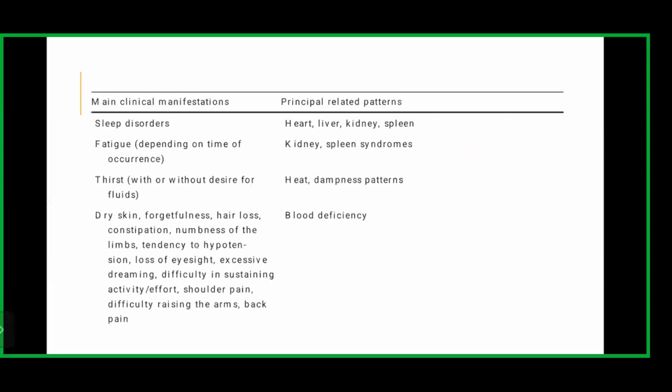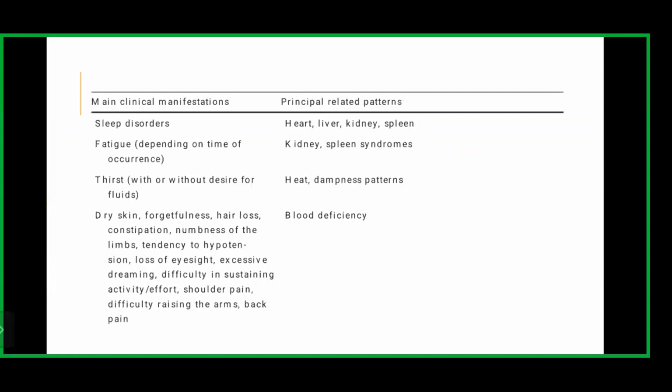If there are sleep disorders, that's a pattern of the heart, liver, kidney, and spleen. If there's fatigue, depending on time of occurrence, it could be kidney and spleen syndromes. For thirst, with or without desire for fluids, that's heat and dampness patterns.